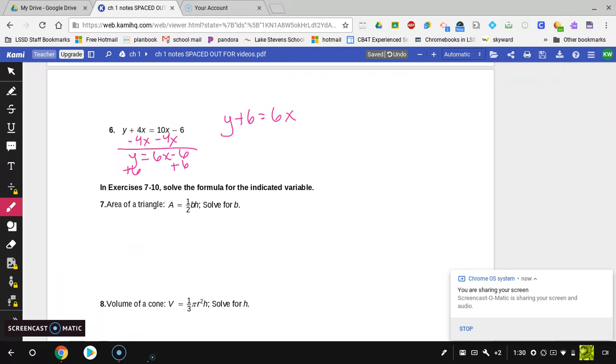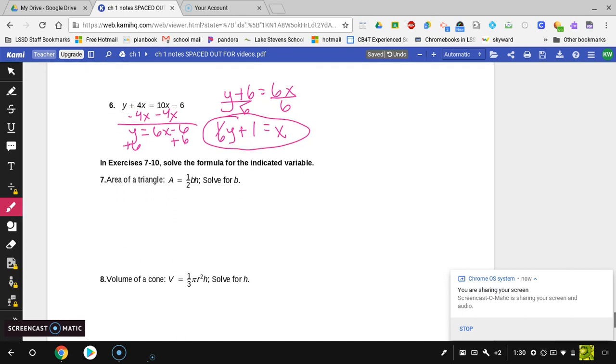And then to get x by itself, I need to divide by 6. So when I divide by 6, well, y divided by 6, again, we've talked about, is the same thing as 1/6 y plus, what's 6 divided by 6? Well, 6 divided by 6 is just 1, so we can simplify that part of it. And that's our final answer.